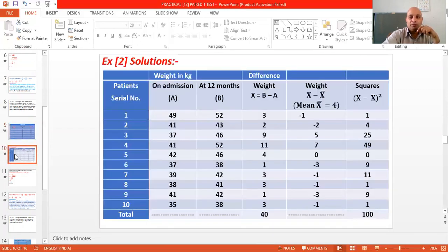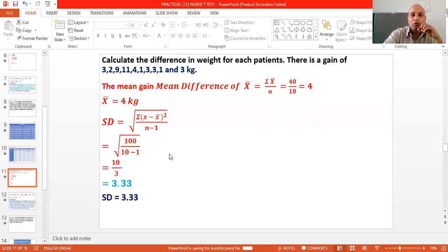Then the solution. The data: weight in kg on admission and at 12 months. Then differences x is equal to b minus a, then x minus x bar. X bar is 4. Then x minus x bar squared. Then the sum of differences is 40 and of squares is 100. Using the formula, the mean is 4.